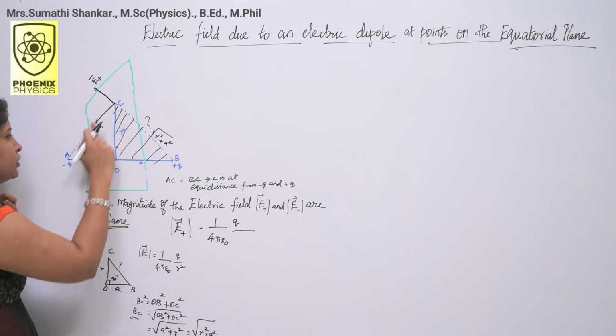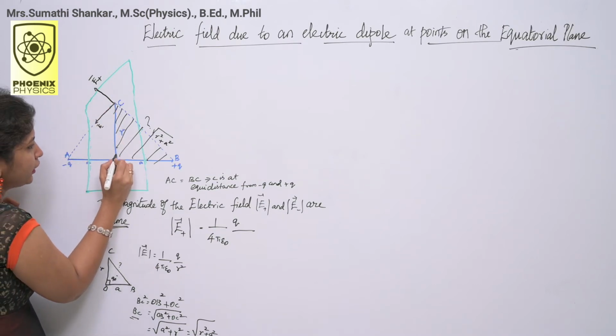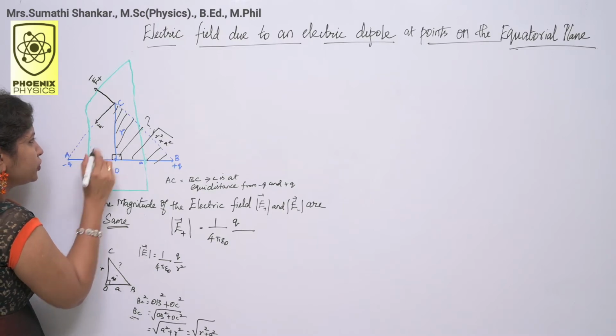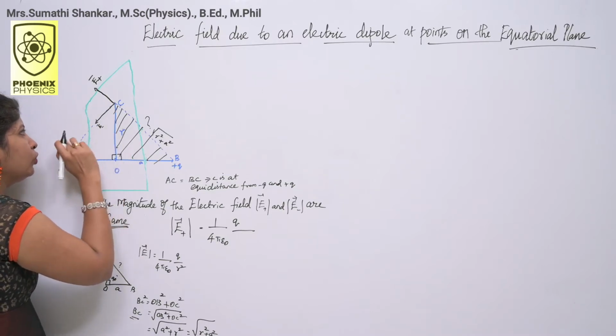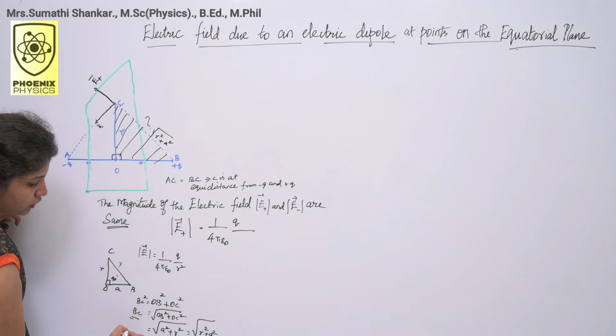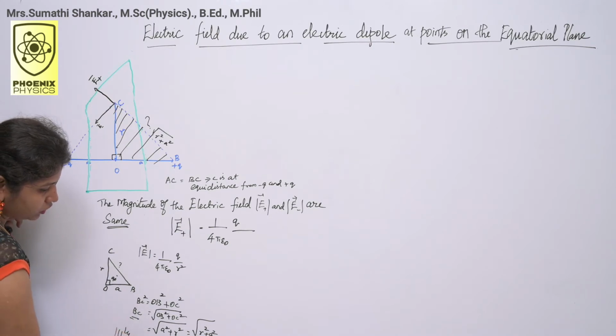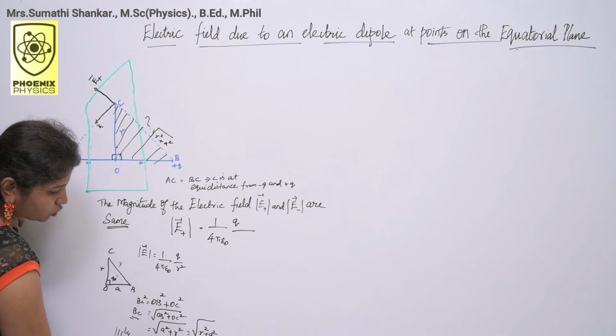In the same way, this one is also a right angle triangle. Say this is 90 degrees and this is 90 degrees. So this portion is a and this portion is r. How do you find out AC? Similarly, AC can be written as the square root of r squared plus a squared.